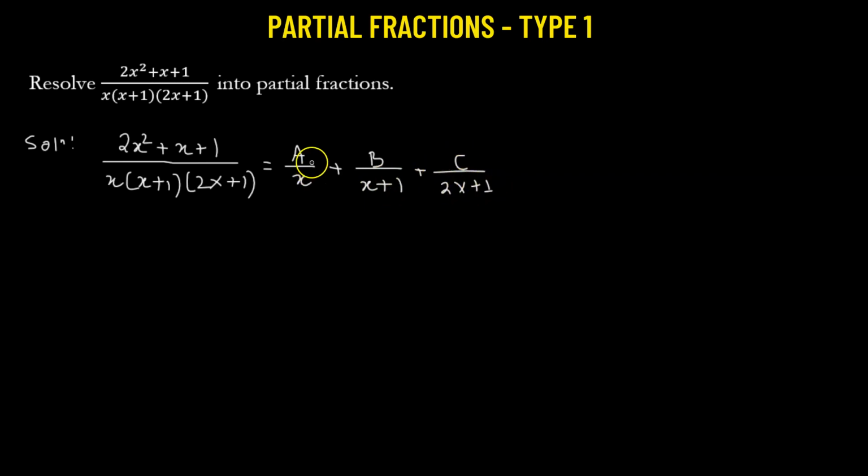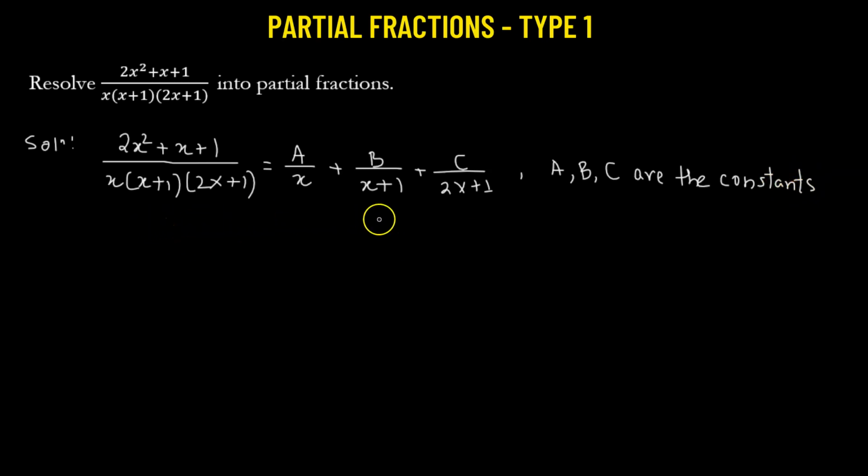So you are at liberty to choose a, b and c because these are simply constants. That means we could have also started by taking a over x plus 1, b over x, or c over 2x plus 1. That doesn't matter, so that's totally up to your choice. So we will be considering a, b and c as constants, and the values of these constants need to be determined. So let's begin.